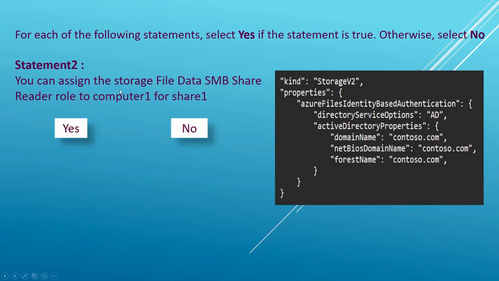You can assign the storage file data SMB share reader role to computer 1 for share 1. You would already know computer accounts do not have an identity in Microsoft Entra ID, so you cannot configure Azure RBAC roles for them. This statement is incorrect. The third statement is you can assign the storage file data SMB share elevated contributor role to user 2 for share 1. User 2 is a cloud-only identity, so you cannot use it for permission assignment, making this statement incorrect.